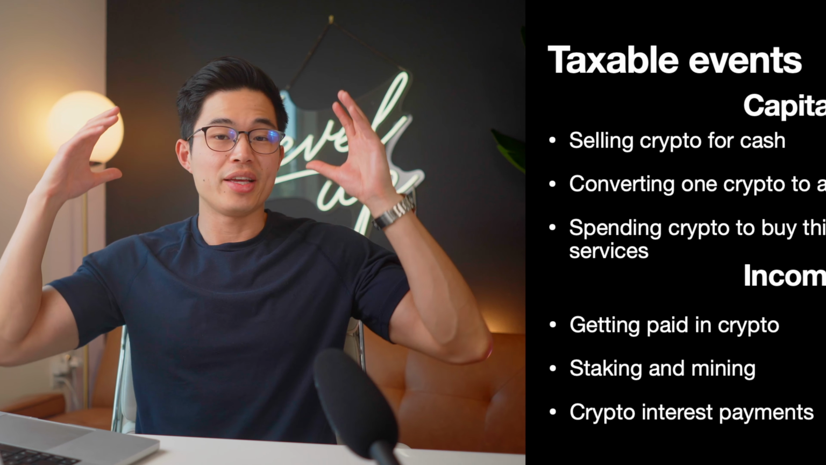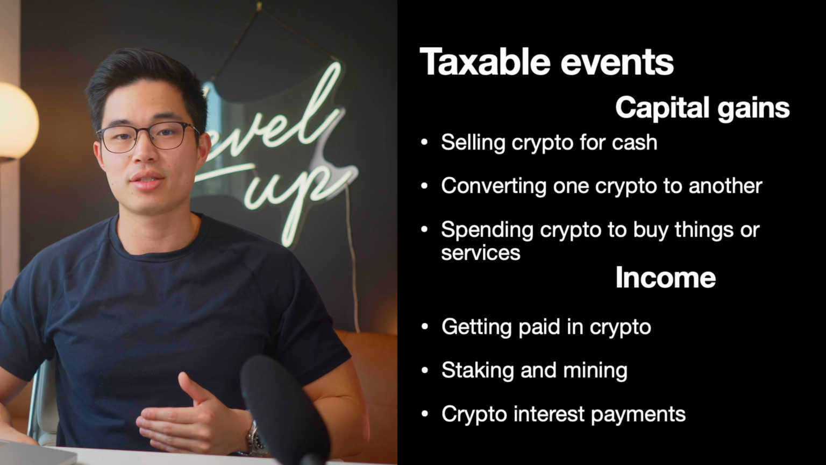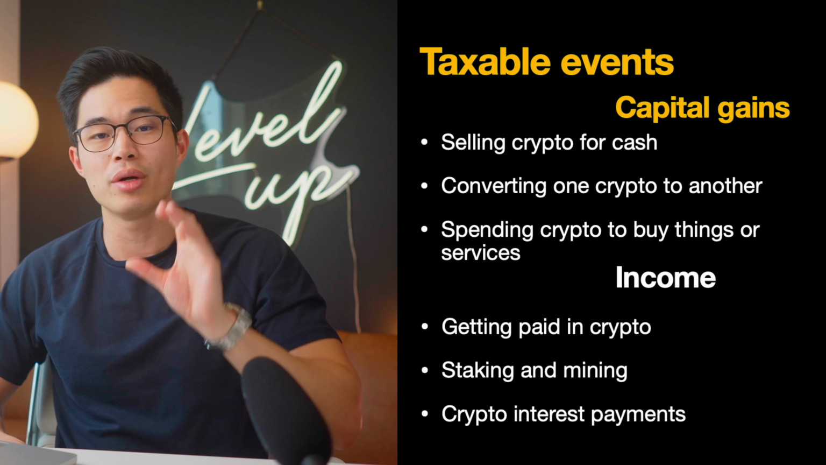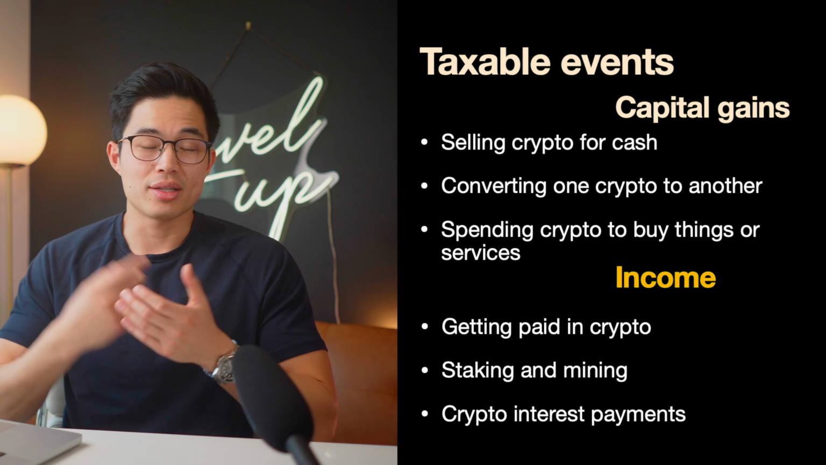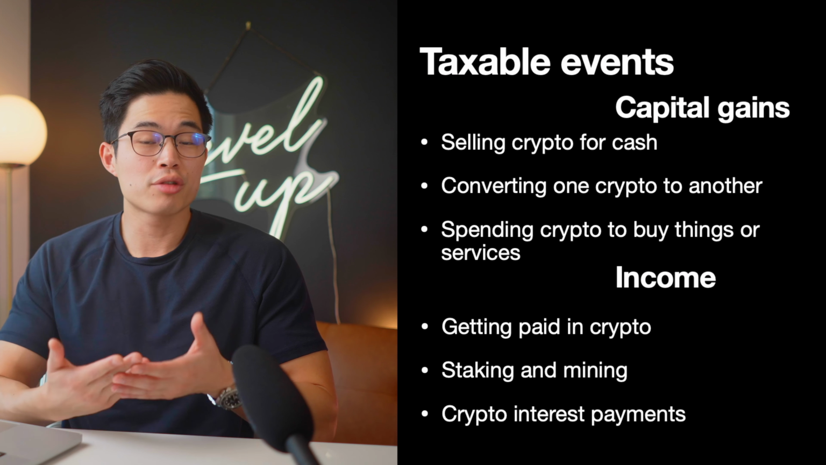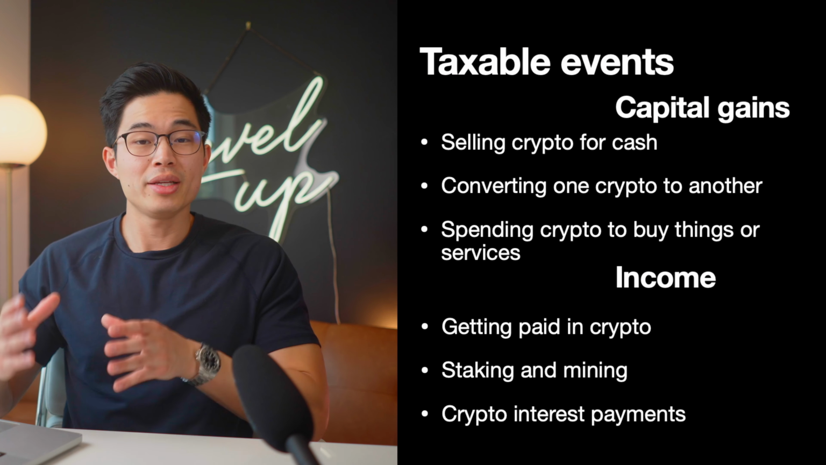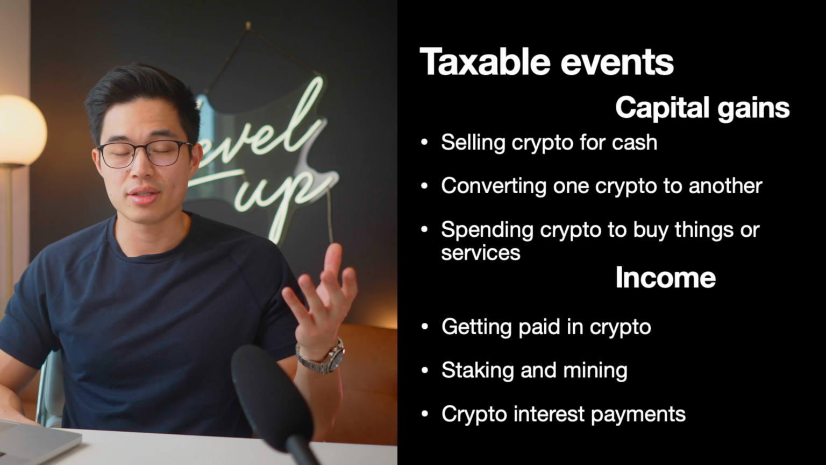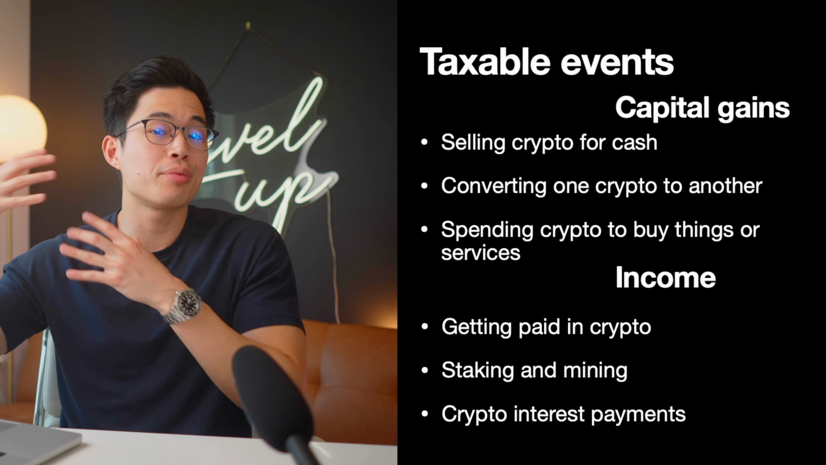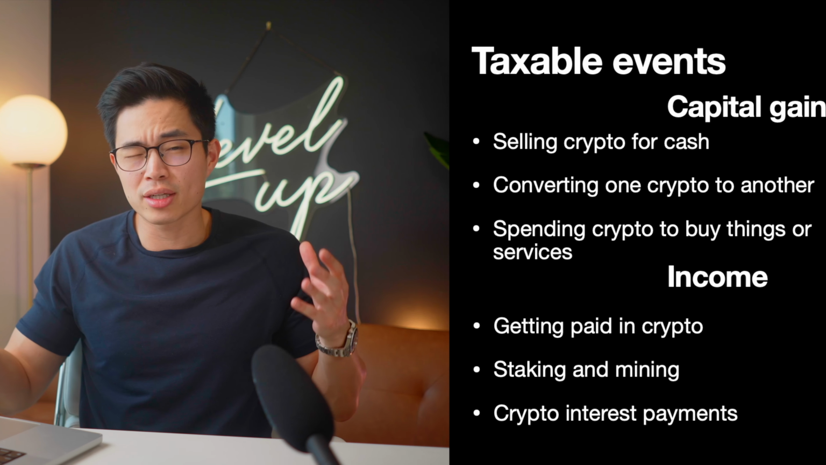So here's a list of things that count as taxable events. And we've broken it down into capital gains as well as income. For capital gains, we have things like selling crypto for cash, converting one crypto to another, as well as spending crypto to buy things or services. Anytime you do one of these things, you are actually realizing gains. And I think a lot of people actually don't realize that.